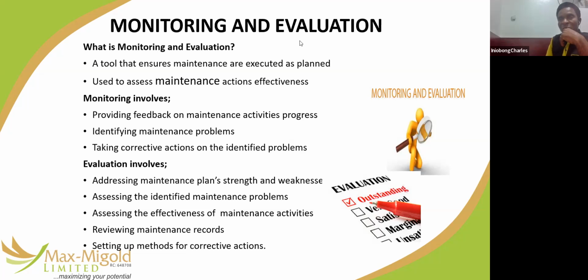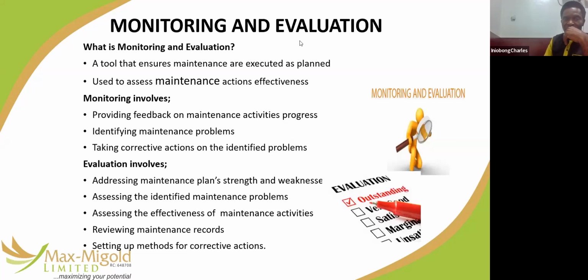So at the end of the day, you want to see if that plan is effective. So in your maintenance planning, you should always put in place a monitoring tool and an evaluation tool. So at the end of the day, you'll be able to generate data to say whether that plan is effective or you've just wasted time. So monitoring is very important when it comes to maintaining assets.